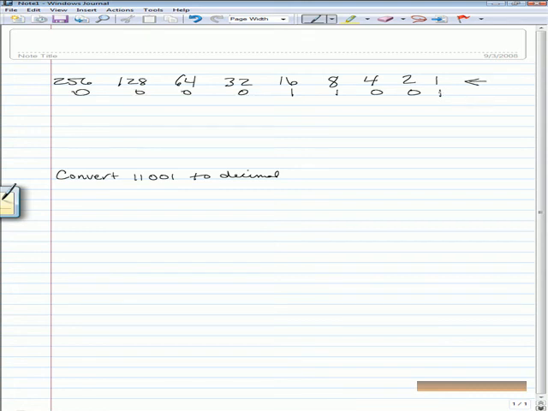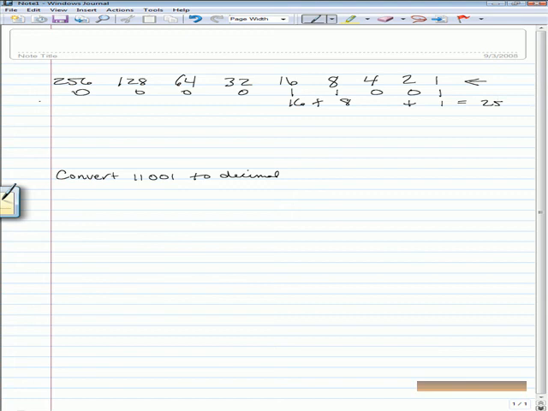Now you do the math. This one is on, so that's 1. Plus, this is off, the 4 is off, the 8 is on, plus the 16 is on. 16 plus 8 plus 1 equals 25. Okay, how's that? Now the reverse works also.